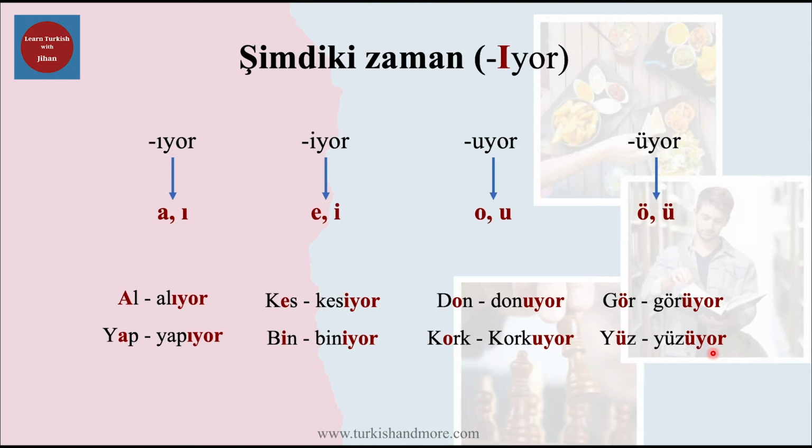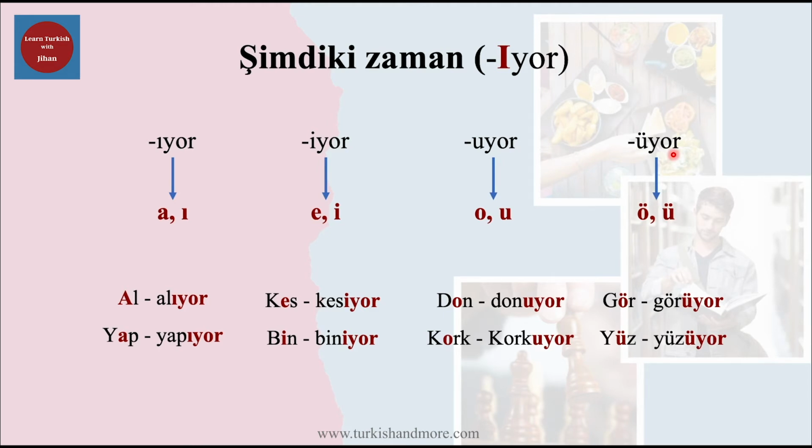If you want to change a verb in Turkish to the present continuous tense, what do you do? You have four suffixes, either ıyor, iyor, uyor, üyor. How do I know which one to use? I have to look at the last vowel in the verb. If the last vowel in the verb is either a or ı, you use ıyor. If the last vowel is e or i, I use iyor. If the last vowel is o or u, I use uyor. And the last one, if the last vowel in a verb is ö or ü, I use üyor. It is as simple as that.